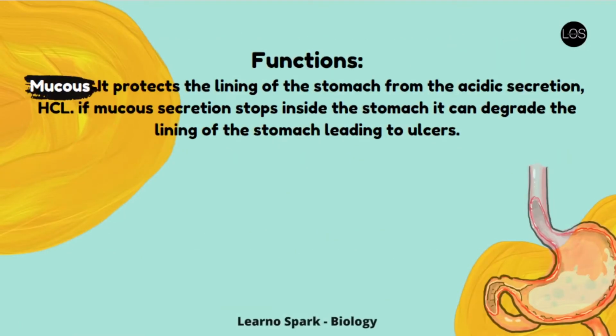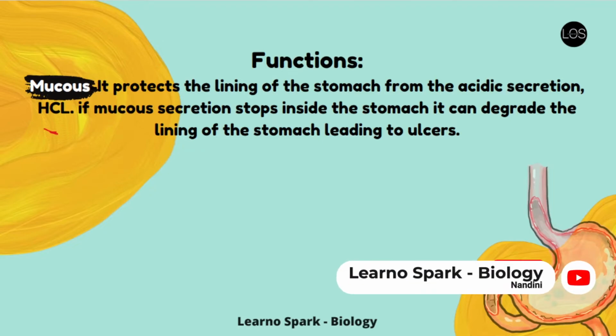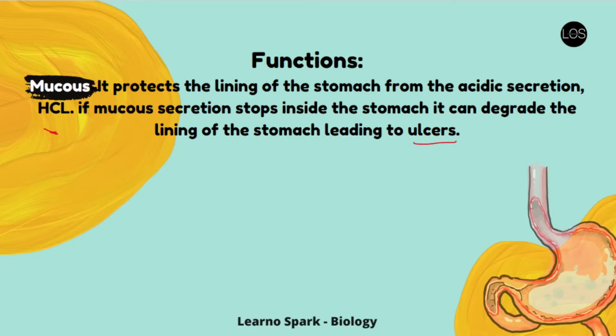And the next one is mucus. Mucus is secreted to protect the lining of stomach from acidic secretion, that is HCl. So mucus क्या करता है? Mucus stomach की lining को protect करता है from hydrochloric acid. अगर mucus का secretion नहीं होगा, then what will happen? It will degrade, hydrochloric acid will degrade the lining of stomach, and that can lead to ulcers.